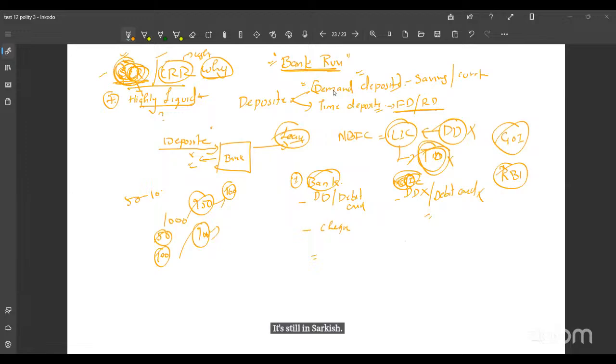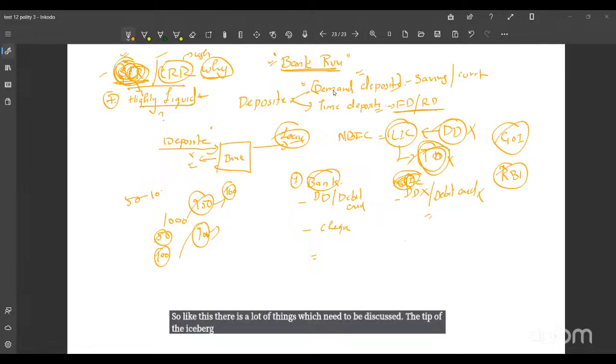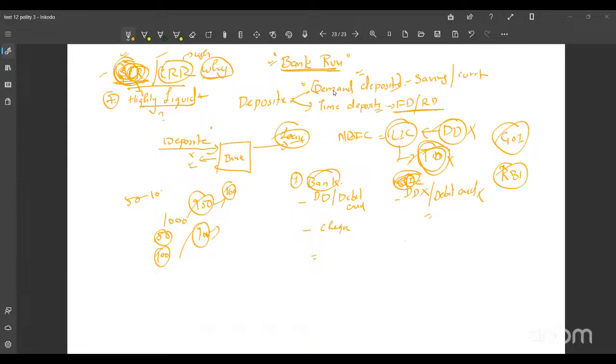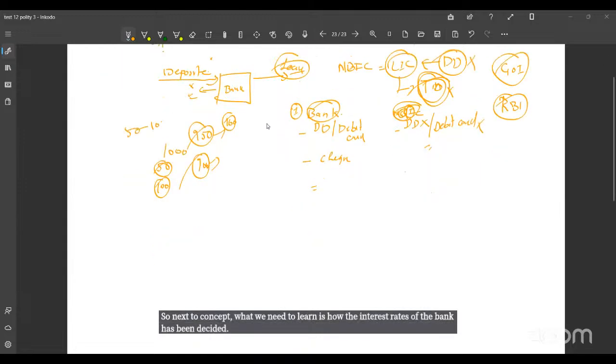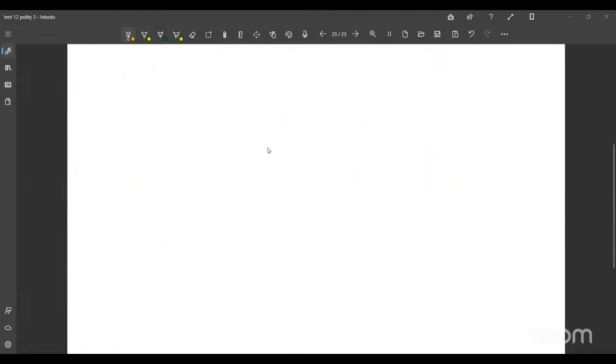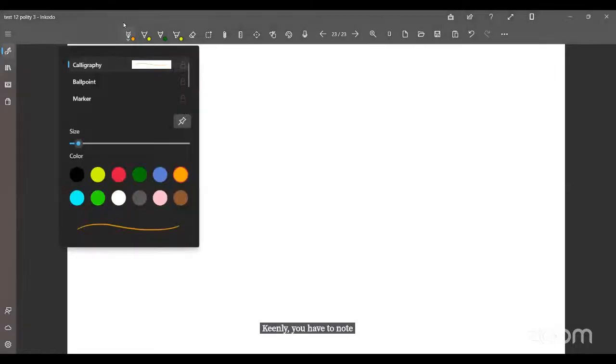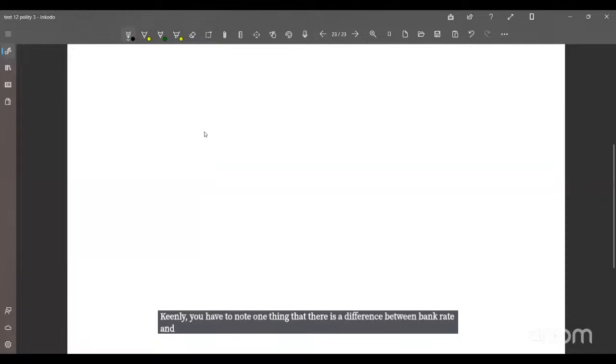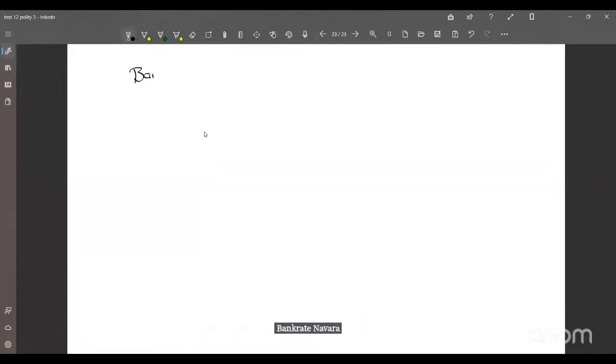So like this, there are a lot of things which need to be discussed. What we discuss is only the tip of the iceberg. What we are doing in this class is very, very basic. So the next concept we need to learn is how the interest rates of banks are decided. Here you have to note one thing very keenly: there is a difference between bank rate and base rate. Bank rate is different, base rate is different. Base rate is different, okay?